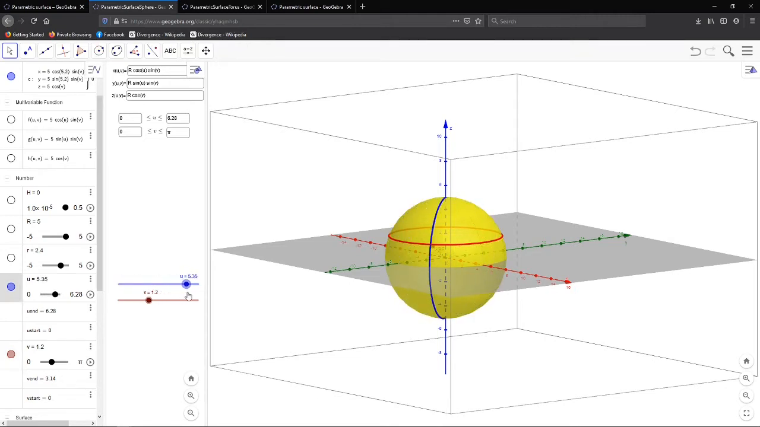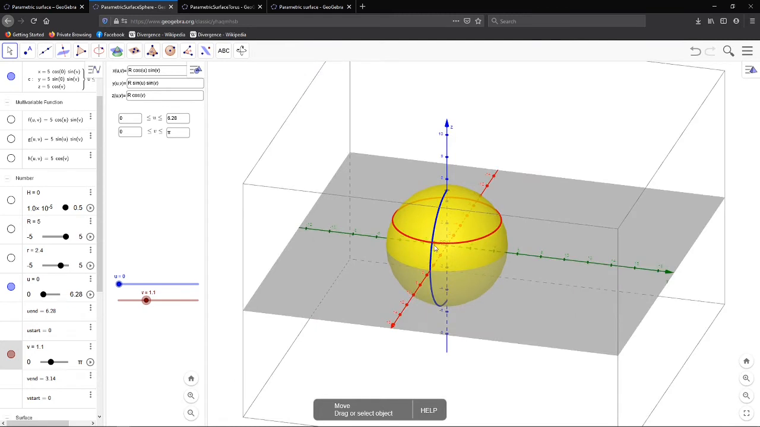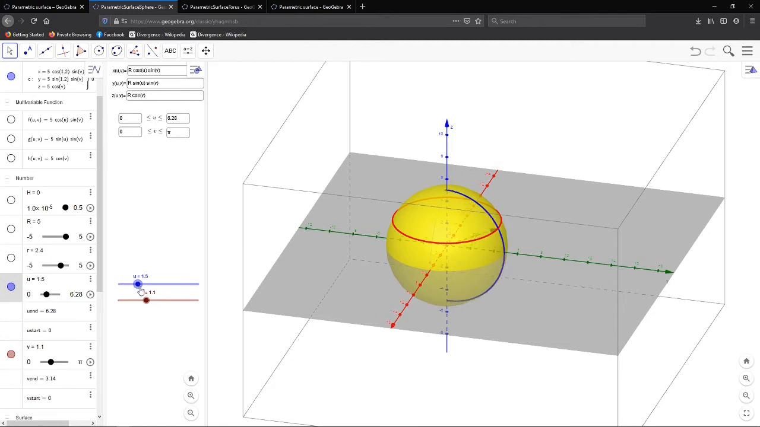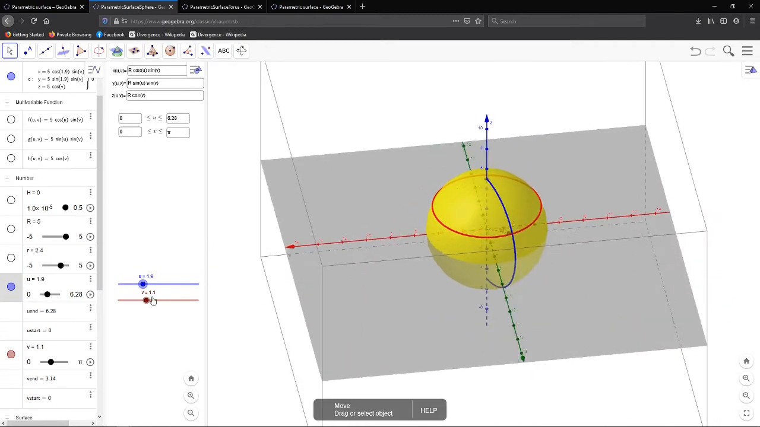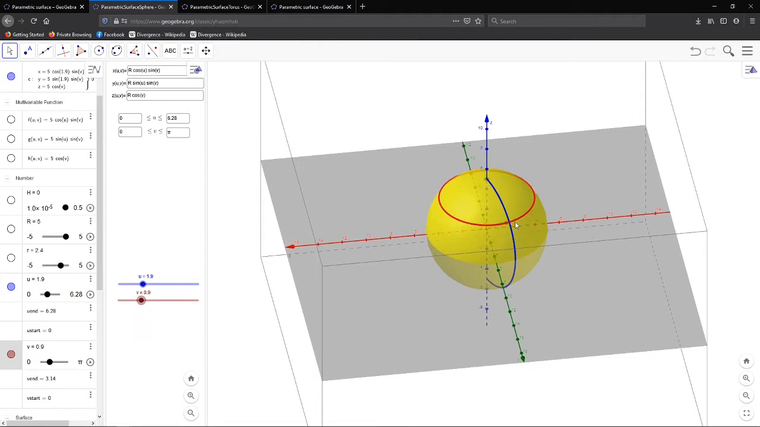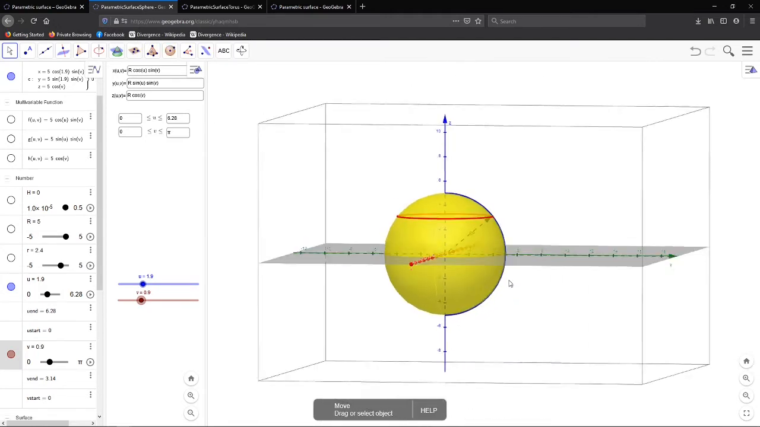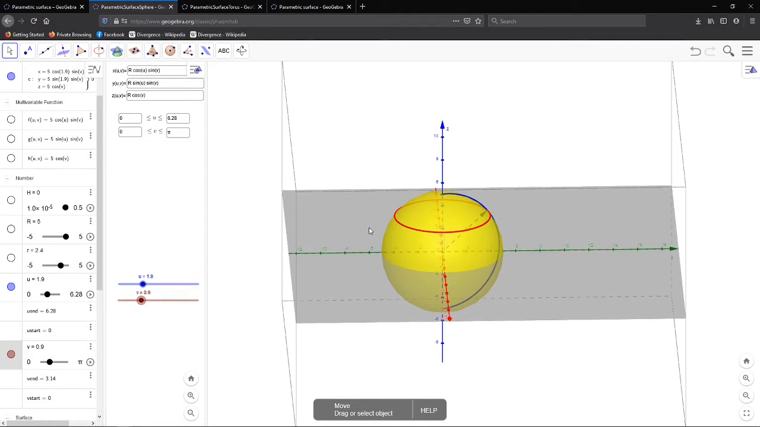So really, any parametric surface you can just think of as a collection of many, many, infinitely many curves. And this is very clearly shown for this shape, the sphere. So these are all the fixed values of V on the sphere, and these are all the fixed values of U on the sphere. And thus, any point on the sphere can be directly described by fixed values of two of these parameters. So for instance, if we look at when U equals 1.9 and V equals, let's say, 0.9, this is the exact point on the sphere that is being described by this expression.